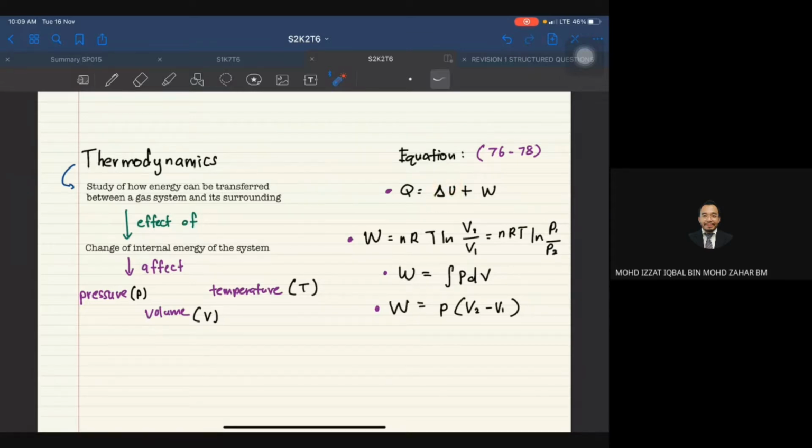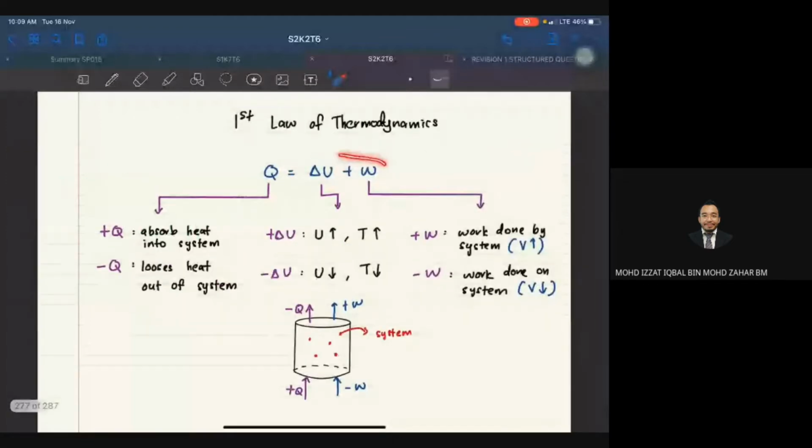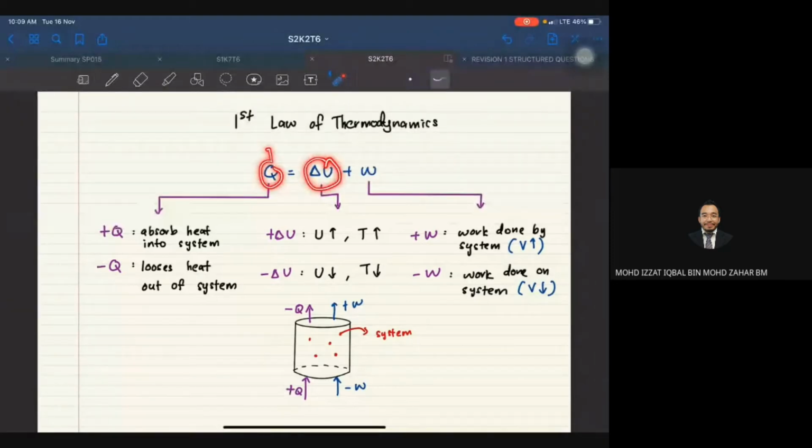So you have two methods to calculate U. One is using this first law of thermodynamics. Yeah, another one is by using U equals to F over 2 NKT. Nanti jadi saya tunjuk balik lah. Okay, so first law of thermodynamics is basically about this equation. Okay, Q here is basically heat. Okay, delta U is a change in internal energy, and W here is work.